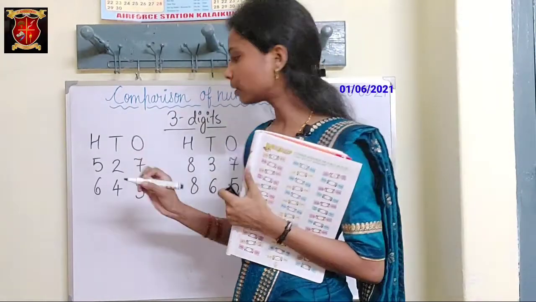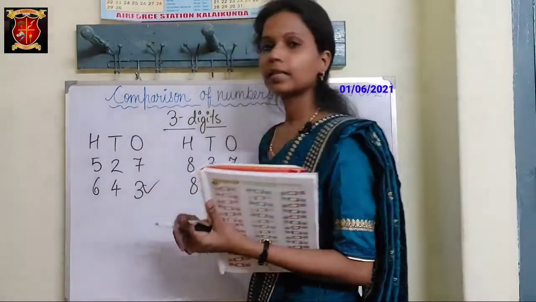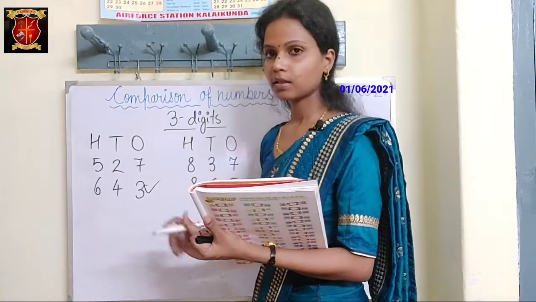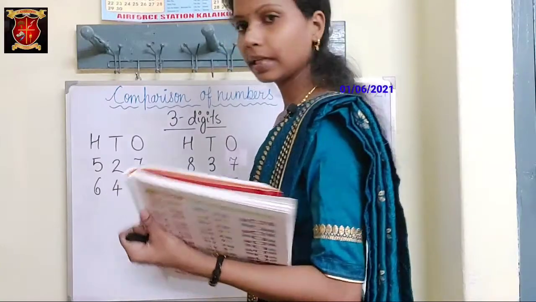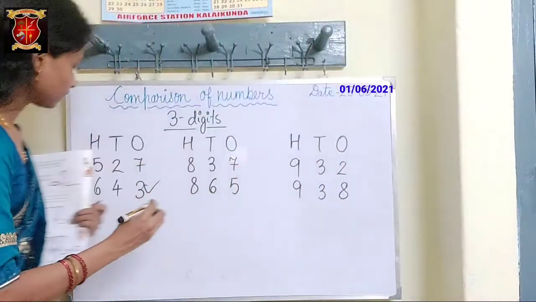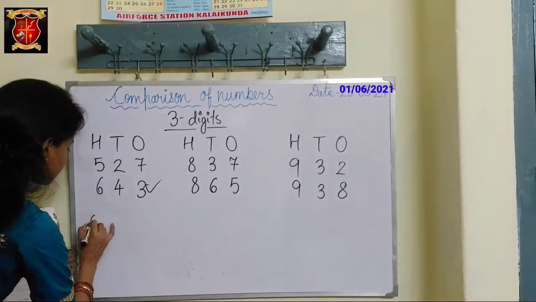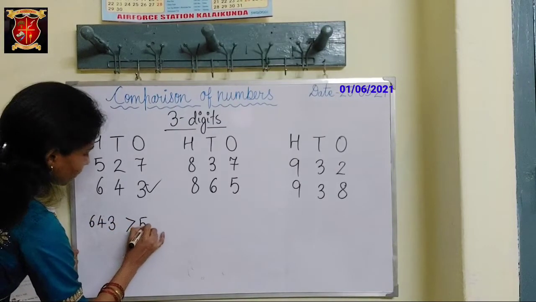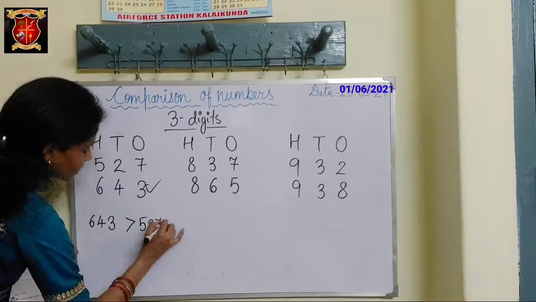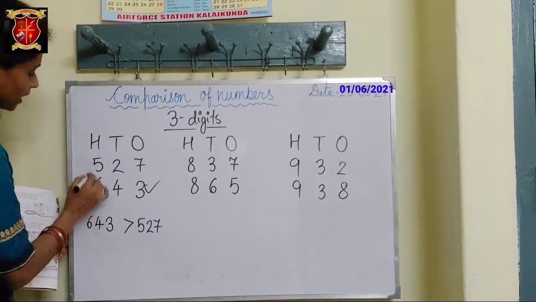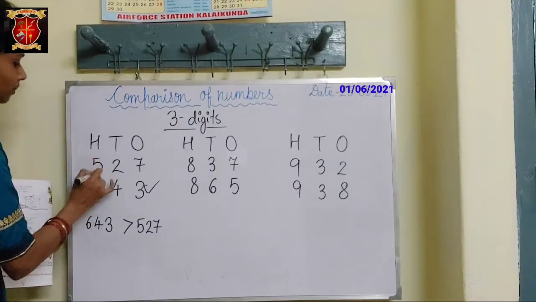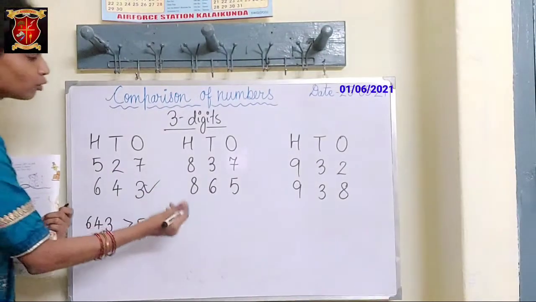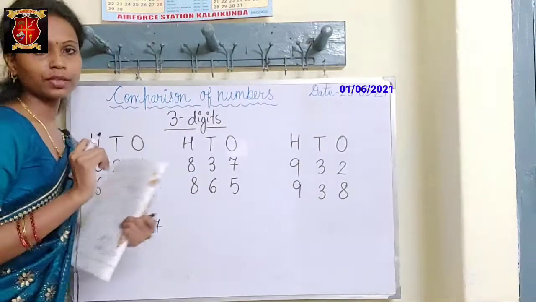So which is the greatest number here? 643. So what will we write? Here we will write 643 is greater than 527. So here we have seen the number that is in hundreds place. Okay. Now moving on to the next question.